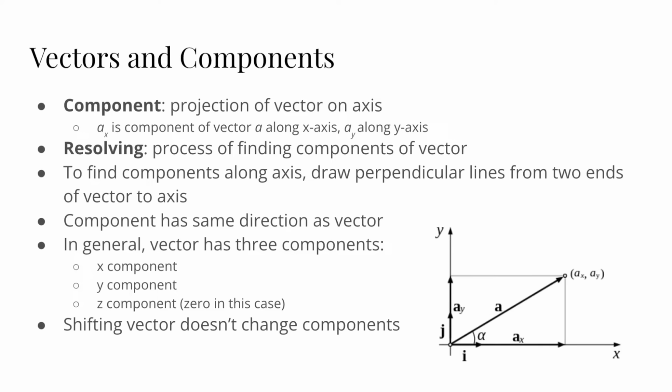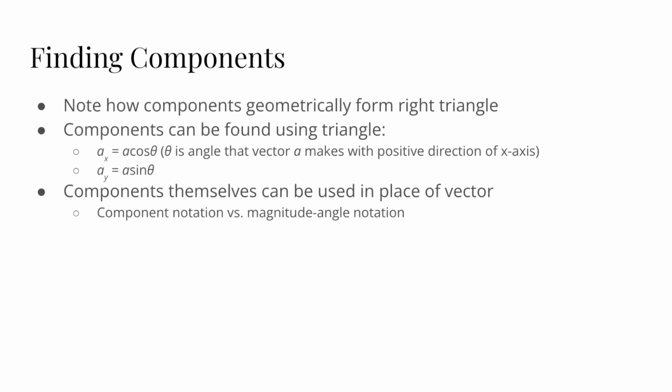Also important to note is that if you move a vector without changing its direction, its components will stay the same because, as you remember, vectors aren't anchored to any specific point in general, as long as the direction and magnitude are the same.